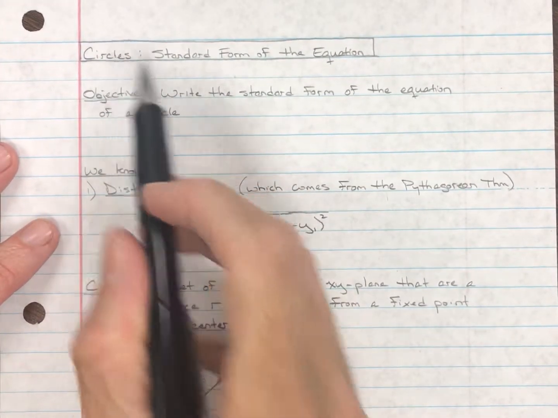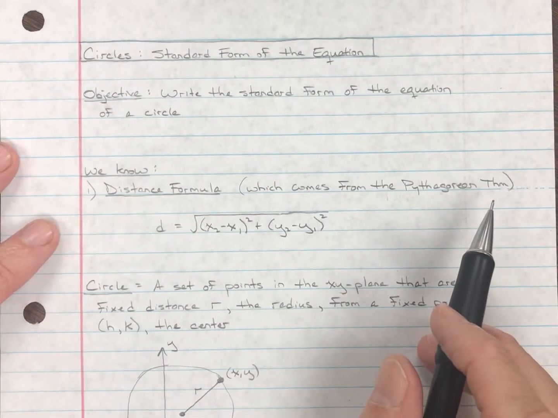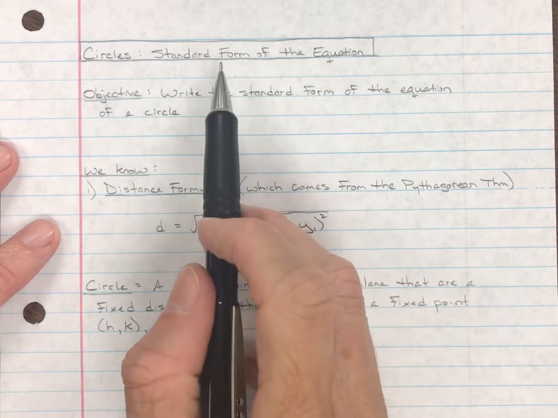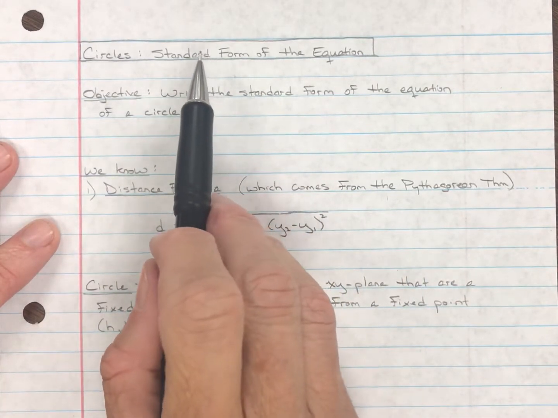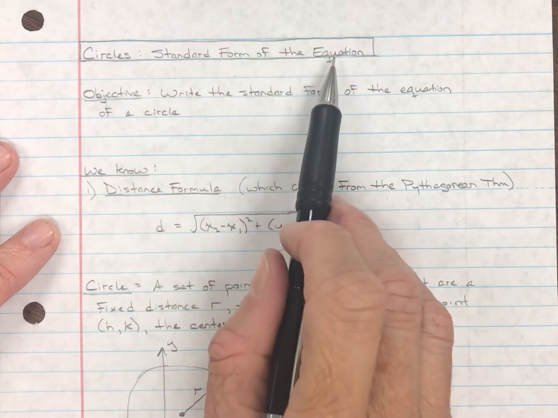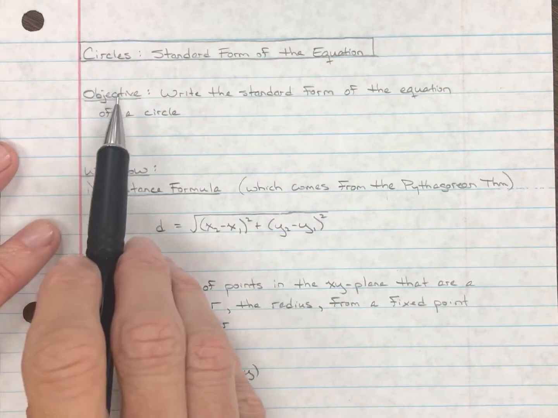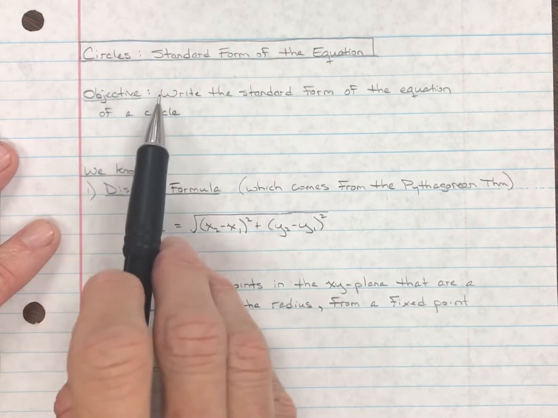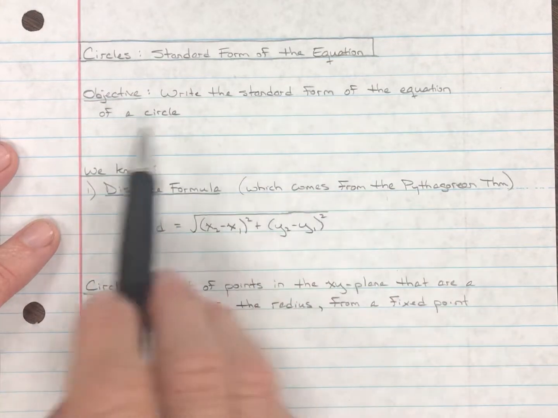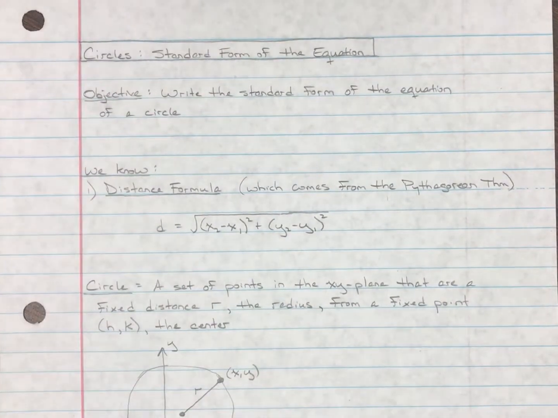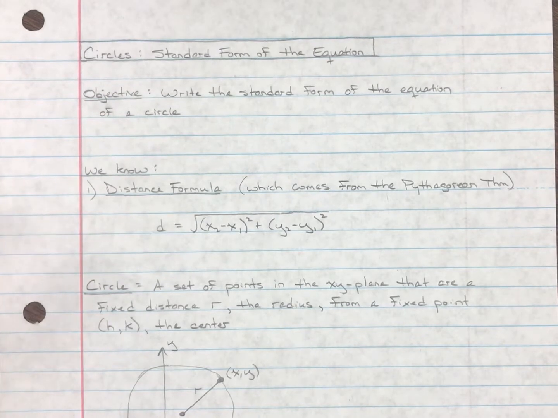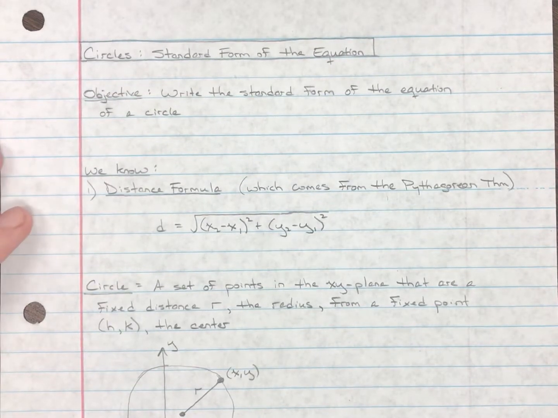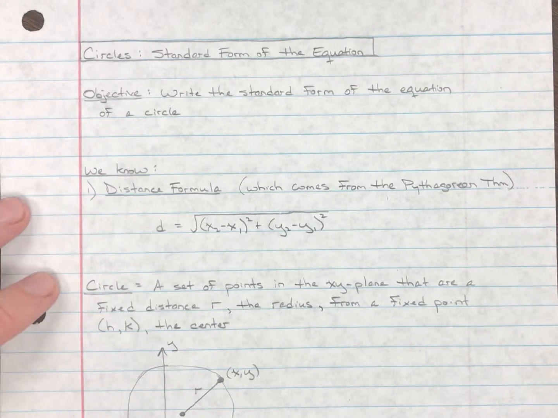Circles. We're going to do a couple of video lectures on circles, and this first one's going to deal with the standard form of the equation of a circle. So our objective here, as stated, is to write the standard form of the equation of a circle. We're also going to look at how to graph a circle, or a good approximation for the circle, using the TI calculator.